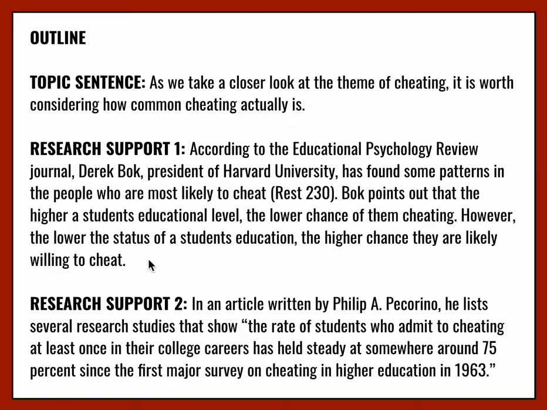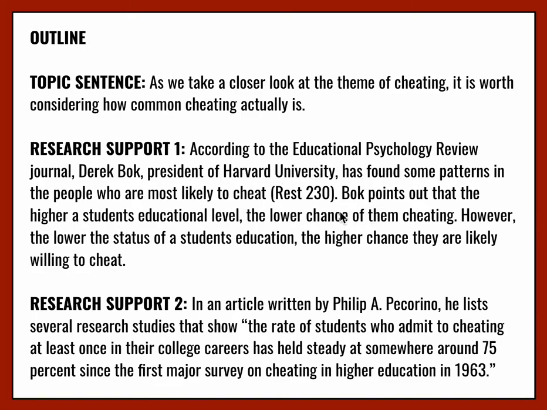You're going to notice there aren't any quotation marks around this, and that's because the article itself was really complex and long, and there really weren't any quotes that I could pull that wouldn't take a whole paragraph. So I just read the article and then put the findings in my own words. I wrote that Bok points out the higher a student's educational level, the lower chance of them cheating. However, the lower the status of a student's education, the higher chance they were likely willing to cheat. This was a really long article and research that studied cheating prevalence in students from freshman year to senior year and then into graduate school. That was basically its finding: the longer that you're in college, the less likely you are to cheat. And obviously, on the other side, the shorter time you've been in college, the more likely you are to cheat. So that would be that research.